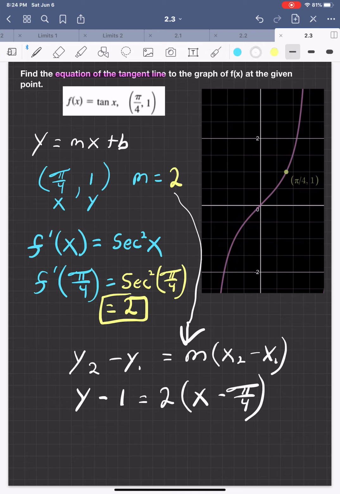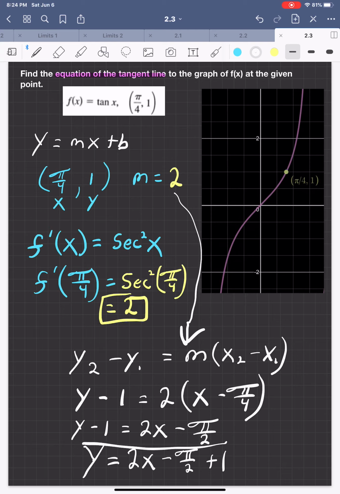So if I distribute my 2, I would have y minus 1 is equal to 2x minus, well, that's 2 pi over 4, which is pi over 2. And then I know I need to add 1 to both sides. Listen, this is the last problem. Pay attention to the form of this answer. If I add 1 to both sides, I have 2x minus pi over 2 plus 1. Leave it alone.